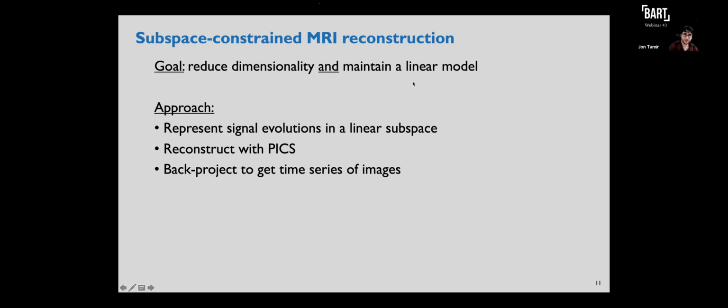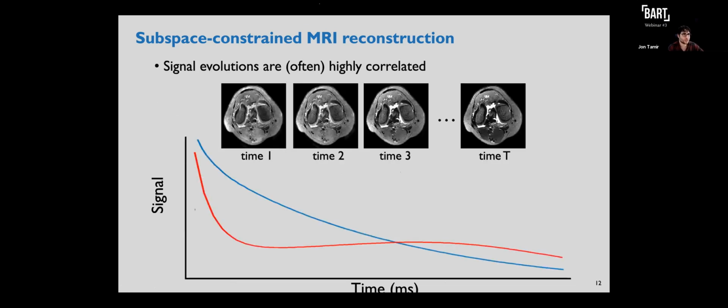If we maintain a linear relationship, then we can still use our conventional parallel imaging and compressed sensing reconstructions. And so the approach is to represent the signal dynamics, the evolution, in a linear subspace. Once that's found, we can reconstruct with PICS, and then we can go back to the time series of images, very much like model-based reconstruction. And the reason this works is because signal evolutions are often highly correlated.